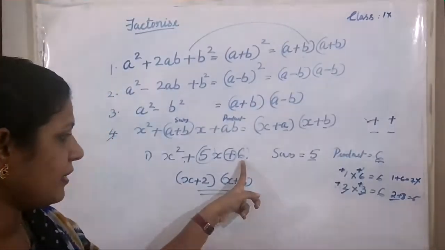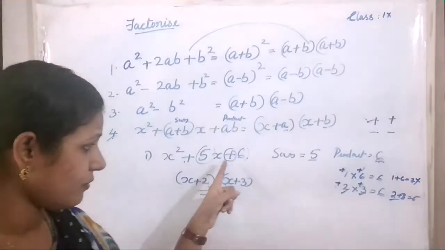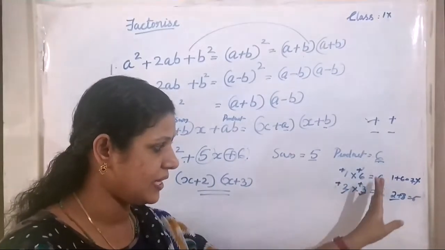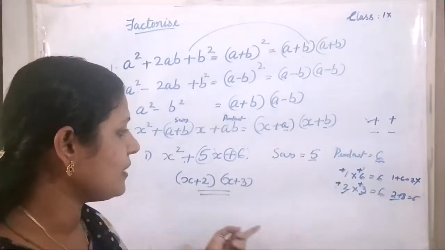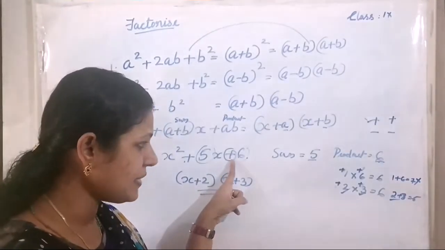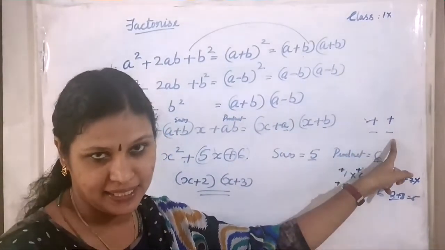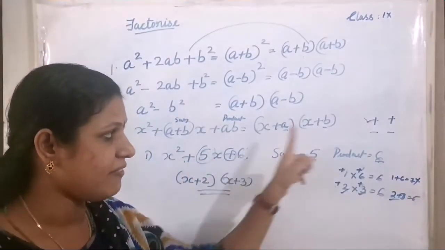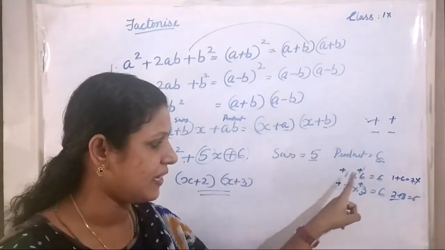In this case, we first find that the sum is 5 and the product is 6. First we select the numbers: 1 into 6 is 6 and 2 into 3 is 6. These are the numbers we select. To decide which numbers solve this problem, first we check the sign. The product sign is plus. If the product sign is plus, then the two numbers are both plus or both minus. So we check the sum sign. The sum sign is plus, so we select both numbers as plus. So we put the plus sign here.